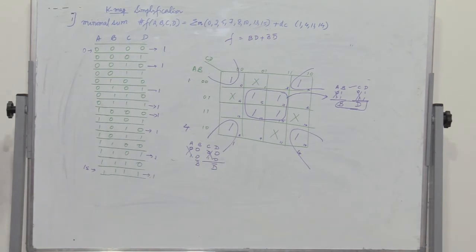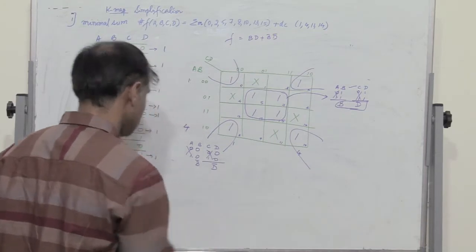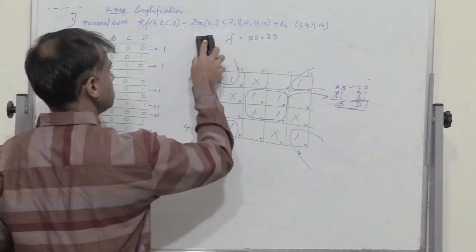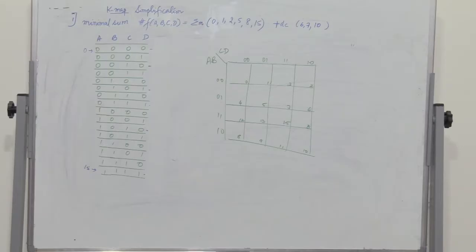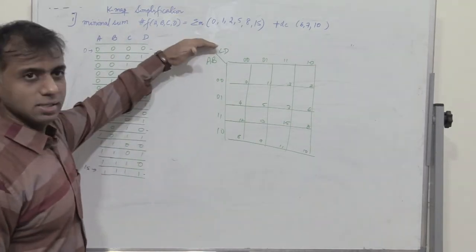Okay. So let's take another example and let us see how we can simplify that, again using K-map. So we have another expression. Now if we need to simplify this expression, we have to use a 4 variable K-map, which is given here. So AB is the MSB, CD is the LSB.